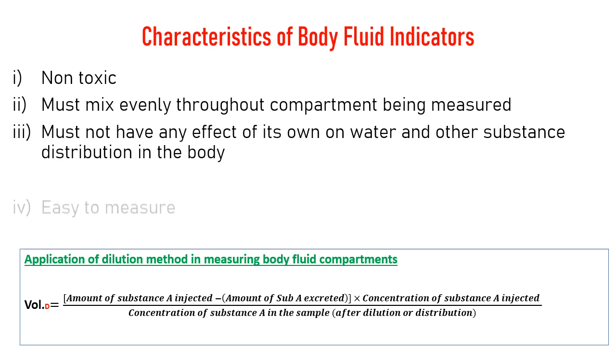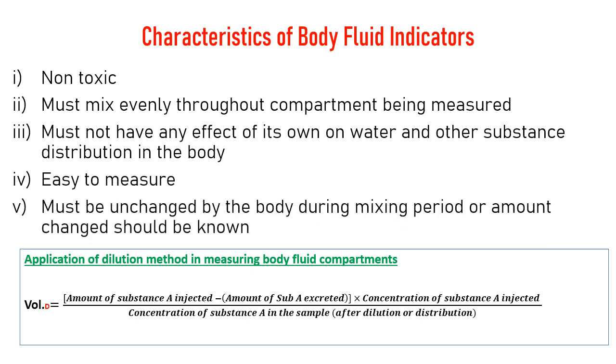Then the next thing is it must be easy to measure. So that body fluid indicator should be easy to measure. If you say, I'm going to inject maybe, let's say 4 liters, anyway, that's too much. Maybe let's say I'm going to measure 2 liters, something like that. So it should be easy to measure.